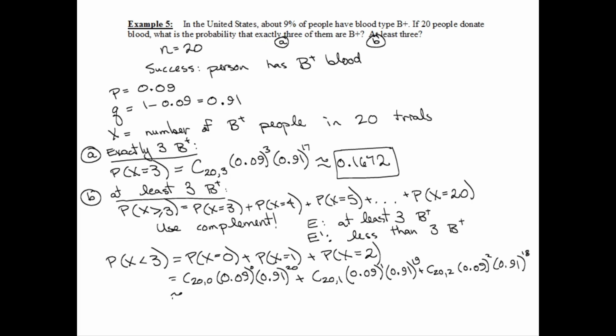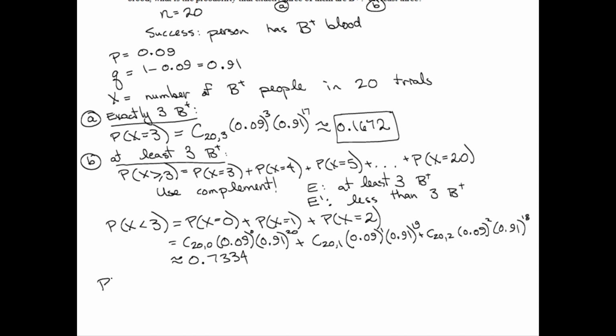Put all this into your calculator. You should end up with approximately 0.7334. Now, how do we calculate the probability that we want? Our probability that x is at least 3, we're going to do 1 minus the probability of the complement. So we're going to do 1 minus that answer that we just calculated, which is about 0.2666.